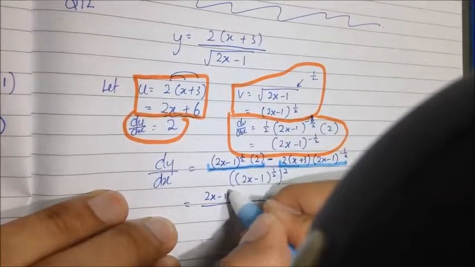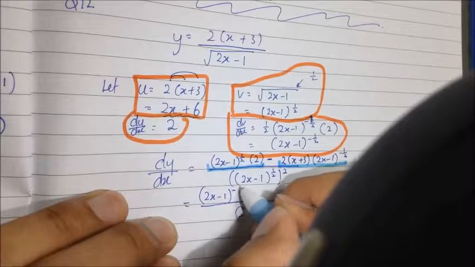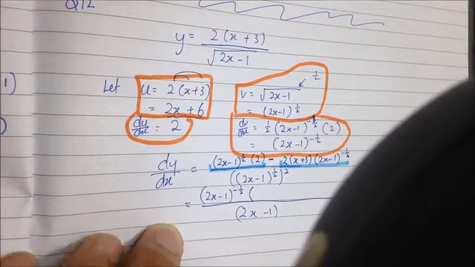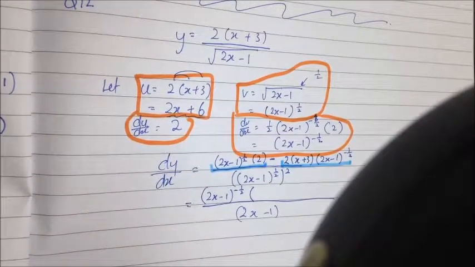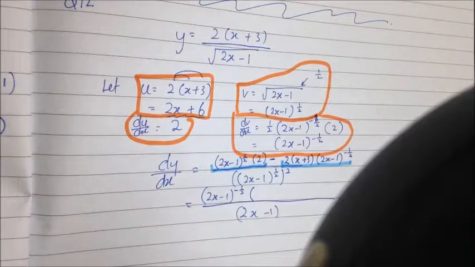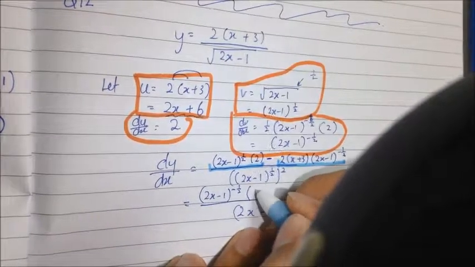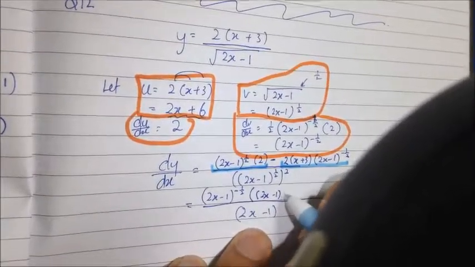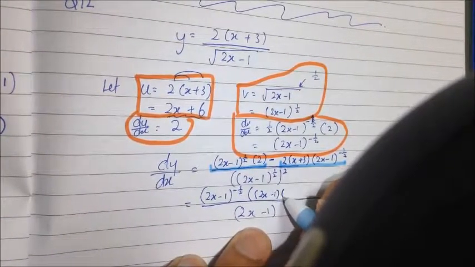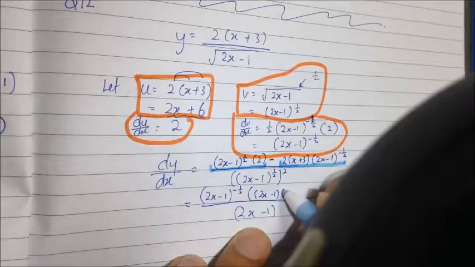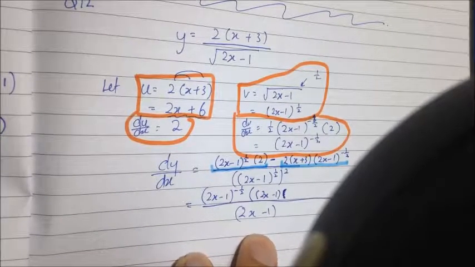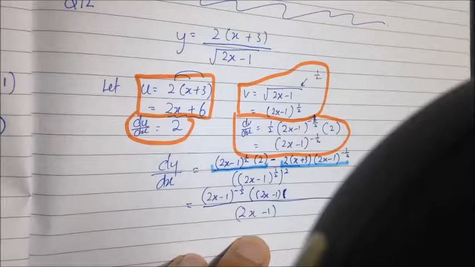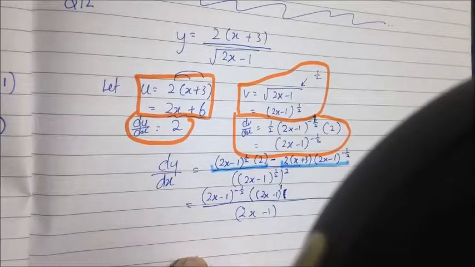2x minus 1 to the power negative half. Now what is left in the first bracket? This is power half. The first one is power half. So I will have a 2x minus 1, but what is the power? Is it a 1?